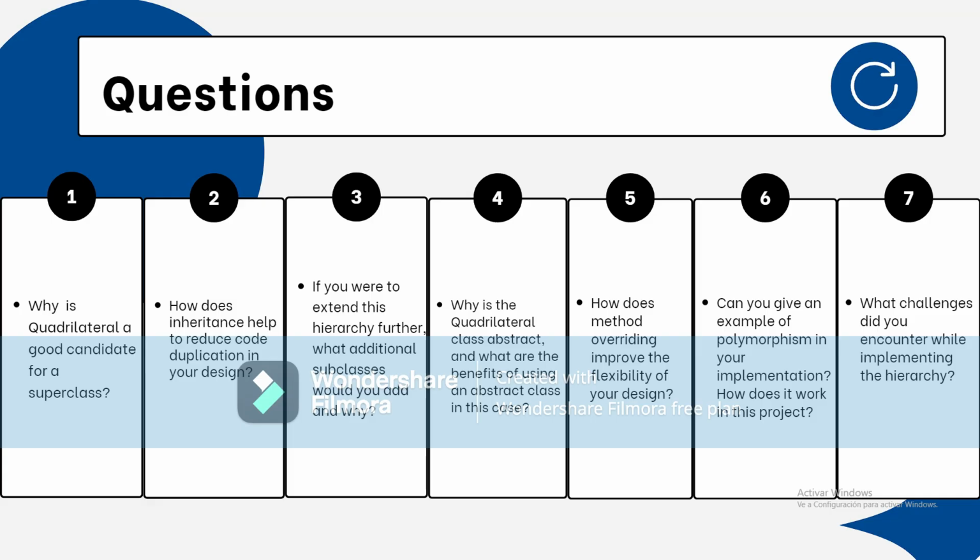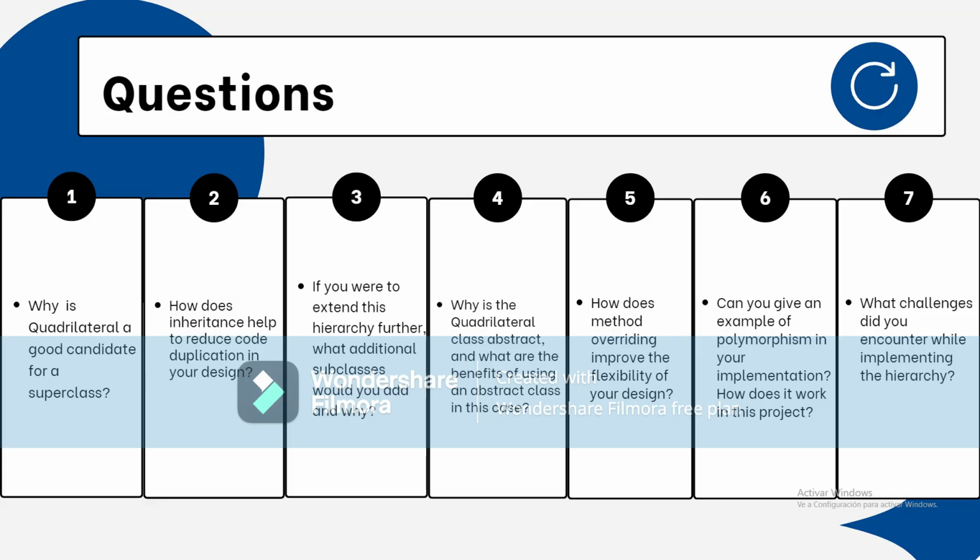Okay, 5. How does method overriding improve the flexibility of your design? Subclasses can redefine methods like calculate area to provide their own logic, ensuring accurate calculation for different quadrilaterals. And this lets the area calculation use a different method, because, as we know, not all the geometric forms have the same area calculation.